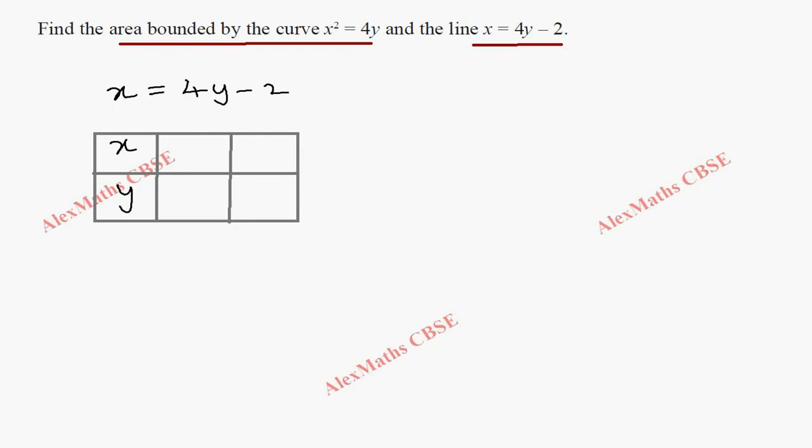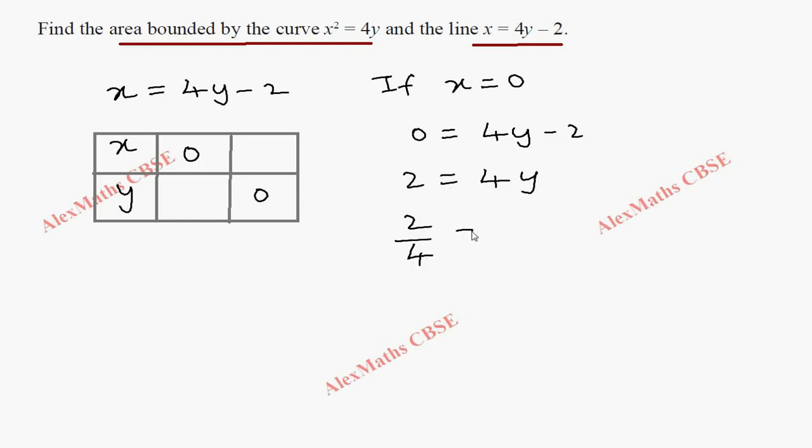Usually we take one value of x as 0, and the other value of y as 0. When I substitute x as 0, then 0 equal to 4y minus 2, and this minus 2 is carried to the other side. Then 4 is taken to the division on the other side. So we get the value of y, which after cancelling is 1 by 2. So one point is x comma y, which is 0 comma half.